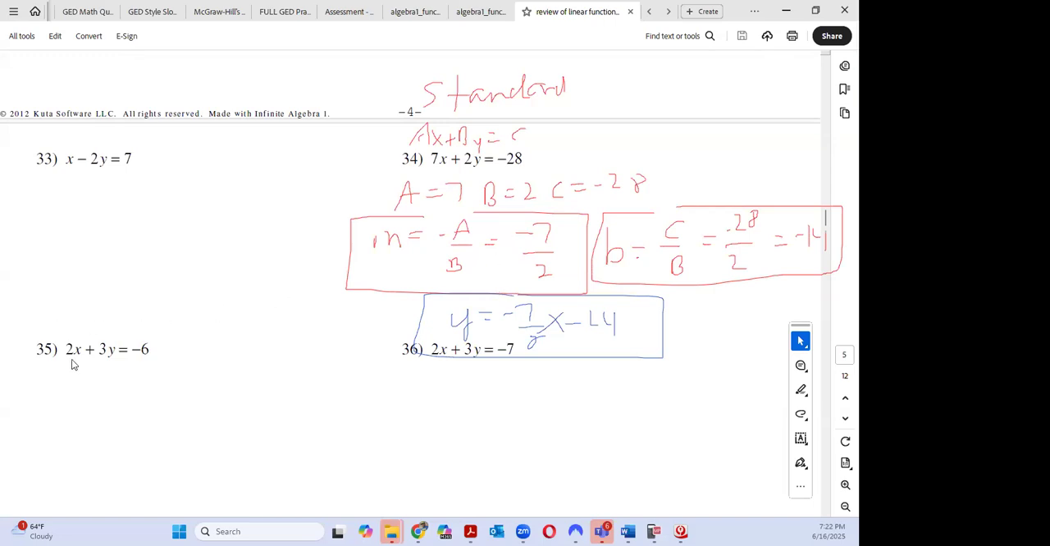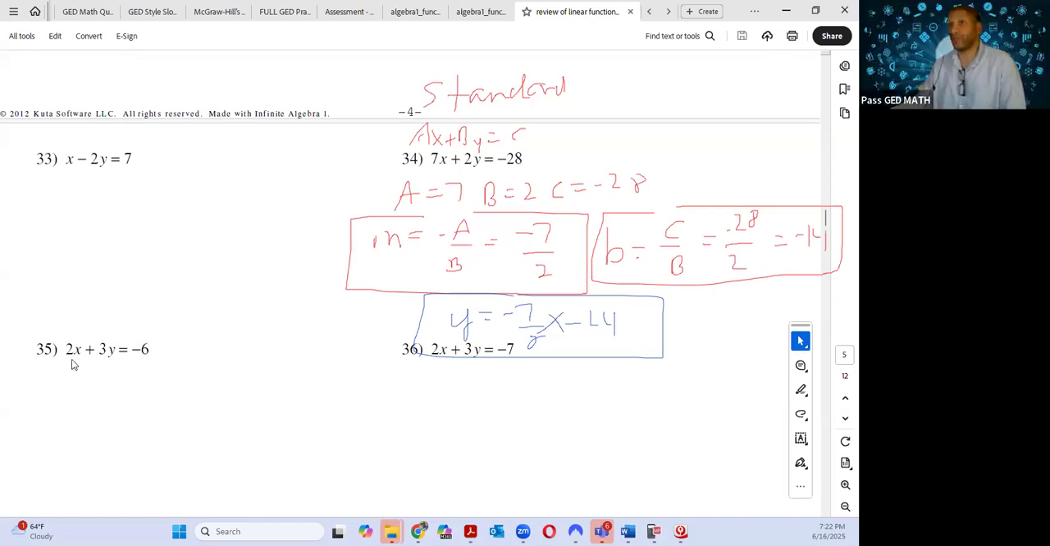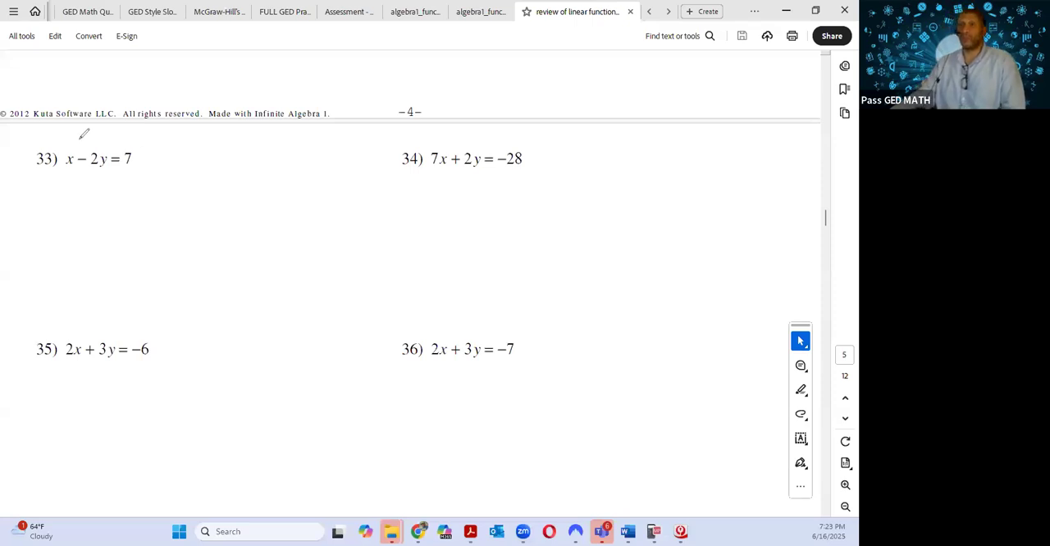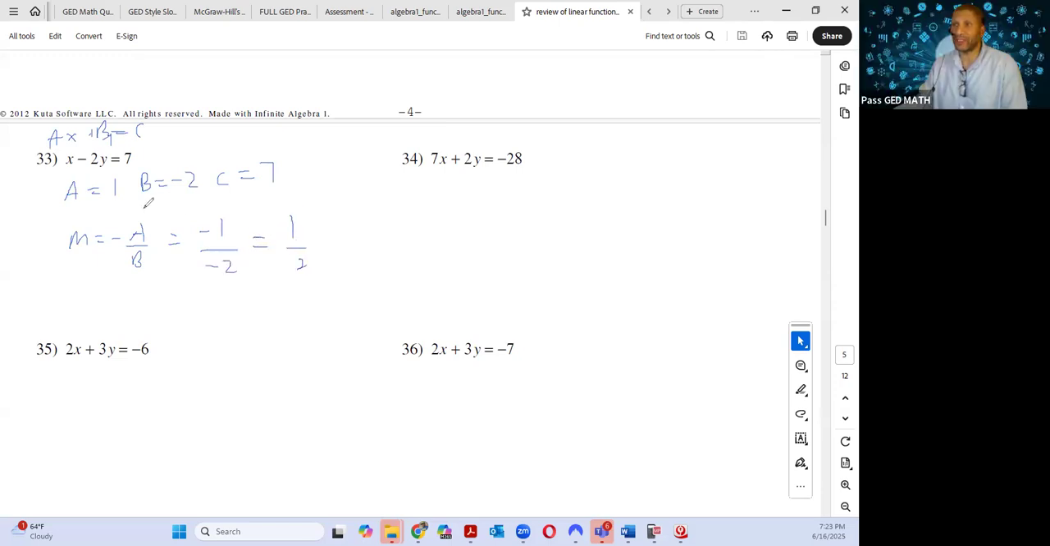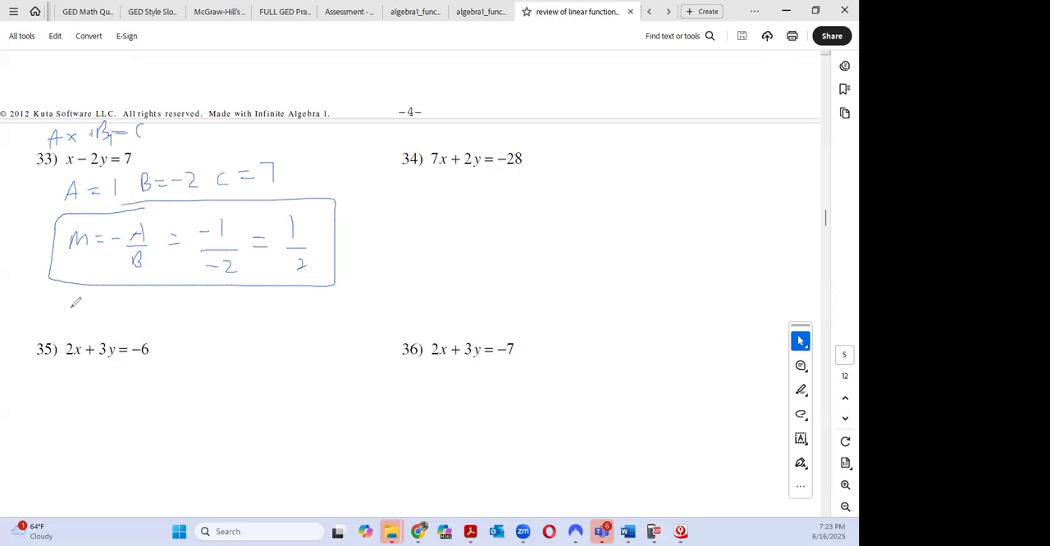So you did 33. Okay. Yes. So standard form, ax plus by equals c. A is 1, B is -2, C is 7. To find the slope, I take the opposite of A over B. A is 1, the opposite of 1 is -1. B is -2. Two negatives make a positive. My slope of this line is 1/2. To find the y-intercept, C over B.